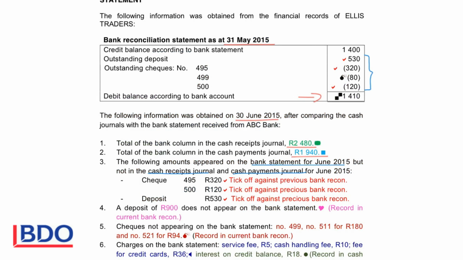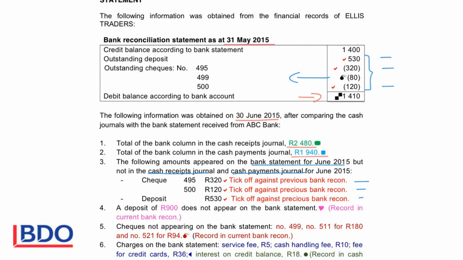You will see that all these figures, 530, 320, and 120, are figures that they completed in the current month. So there's one outstanding amount of 80 Rand. They must either give us additional information about check number 499 so that we can cancel the check, or we will have to show it again in the next bank reconciliation statement. Remember that the check is valid for 6 months. So it can happen that you will repeat the check every time as an outstanding check until 6 months, and then you will only have to cancel it.